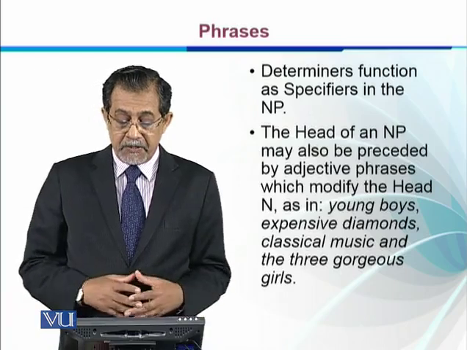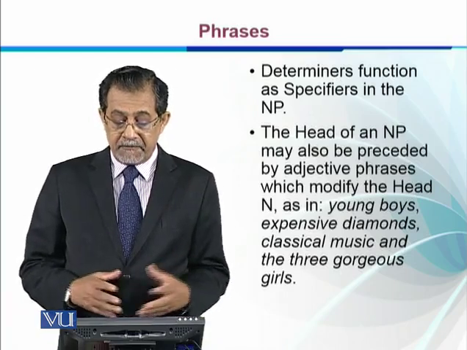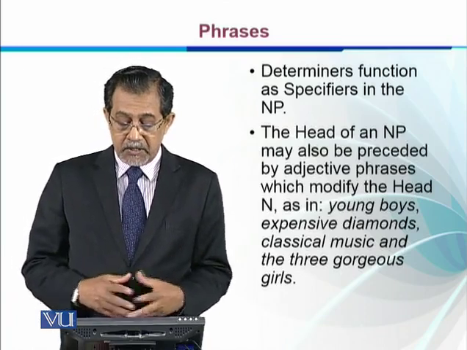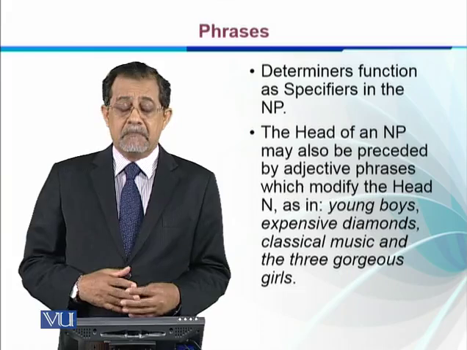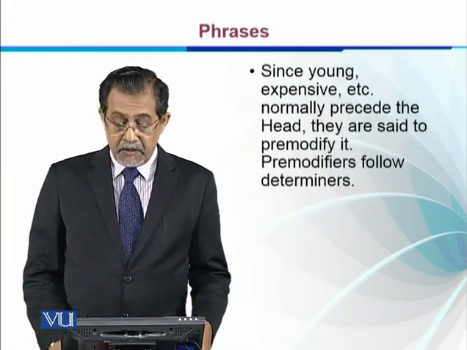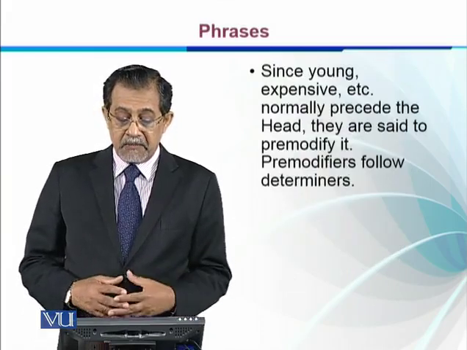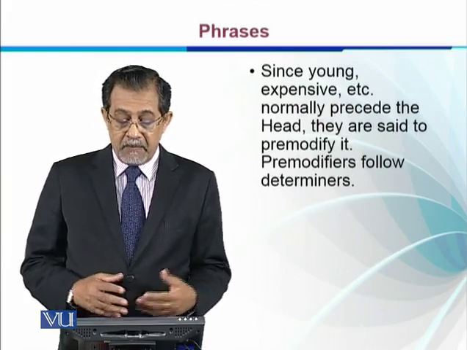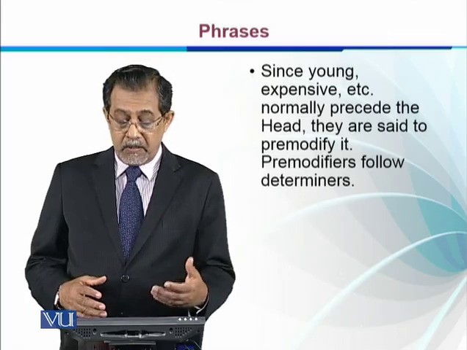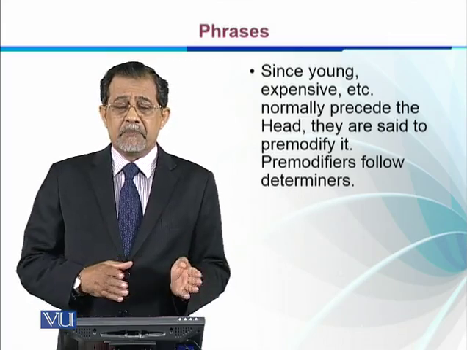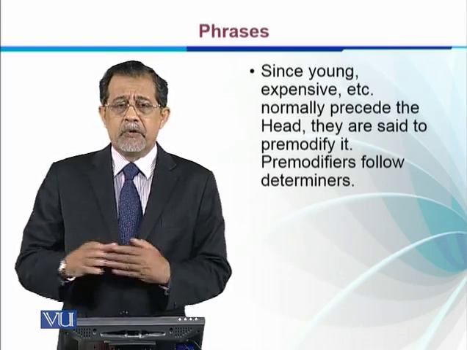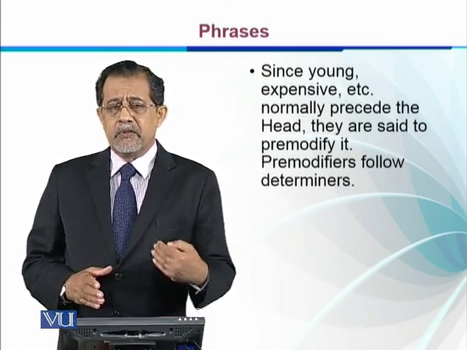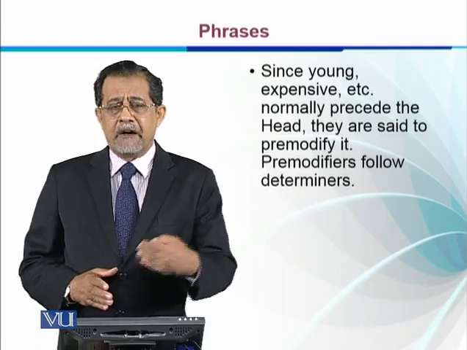The head of a noun phrase may also be preceded by adjective phrases which modify the head, like good boy, young boys, expensive diamonds, classical music, etc. So since young, expensive normally precede the head, they are said to pre-modify it. Pre-modifiers follow determiners. For example, we have the good boy, the young boy, right? So young comes after the.